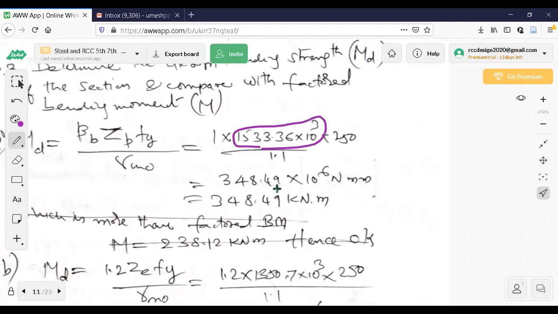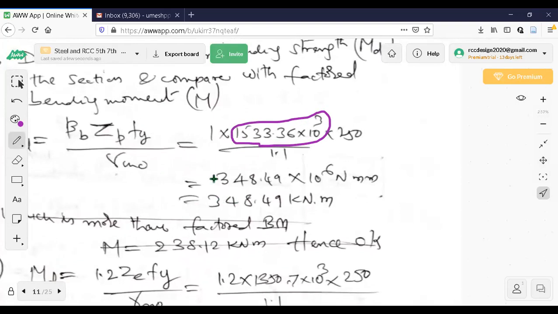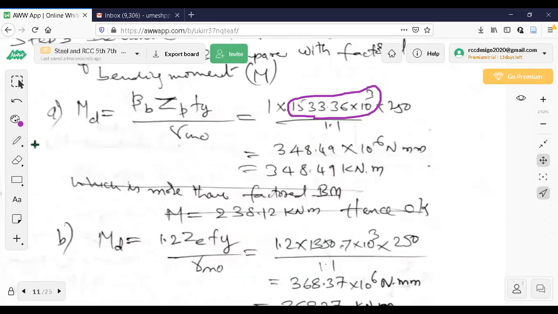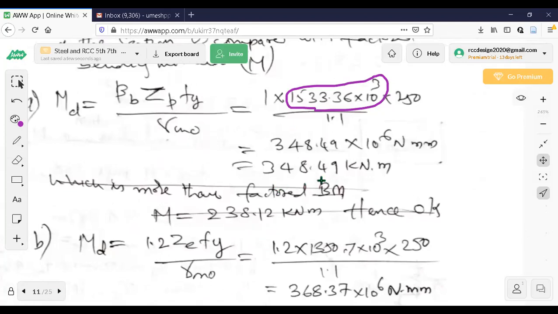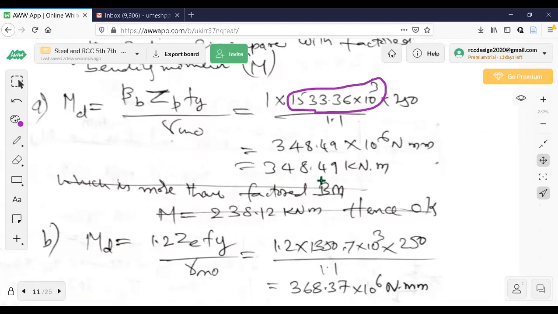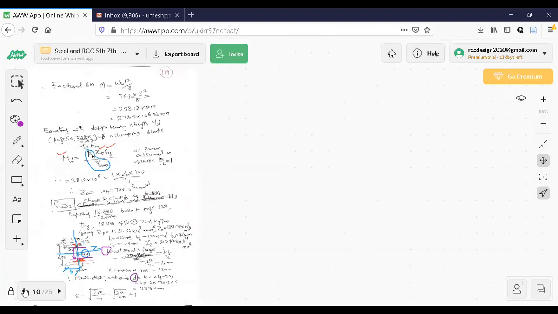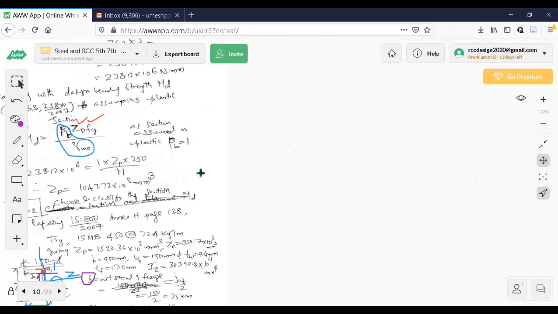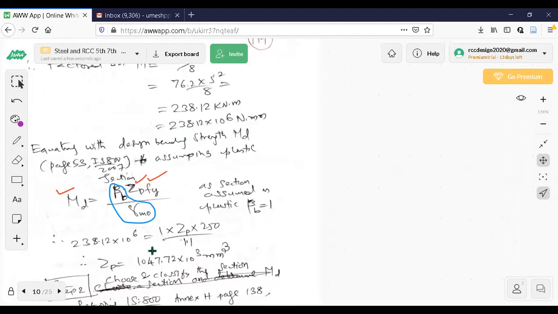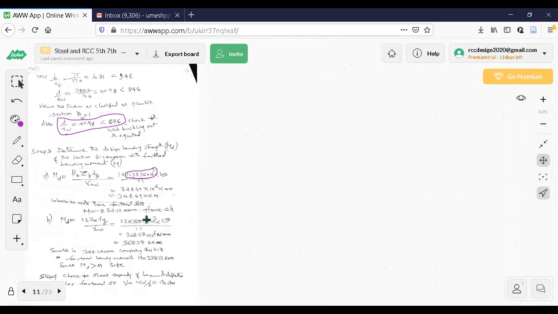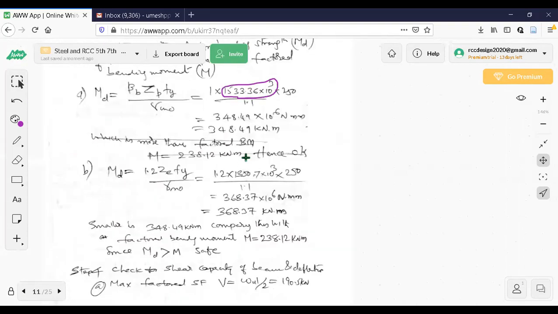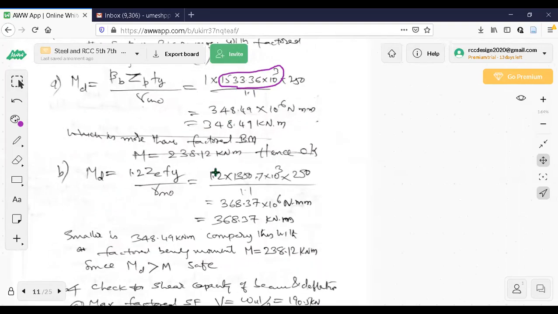Okay. This ZP is the actual ZP of the chosen section. So use that one. You are going to observe that the moment is much higher, 348.49, whereas the bending moment to be resisted is lesser than this. How much is the bending moment to be resisted? 238.12 is the bending moment to be resisted, whereas this section is giving me how much? 348, much higher. So we are totally safe.